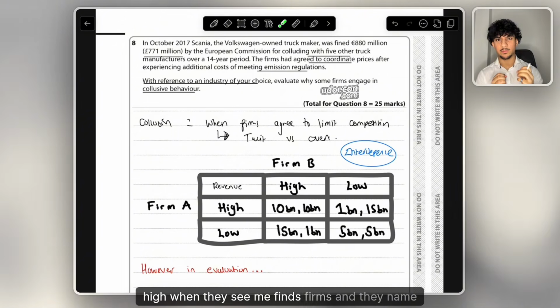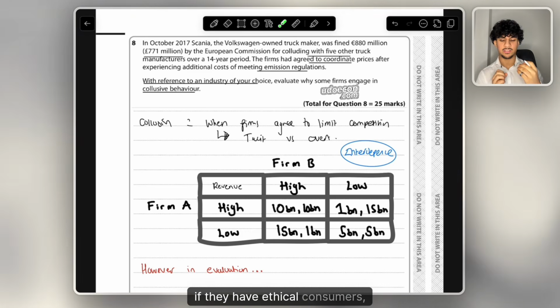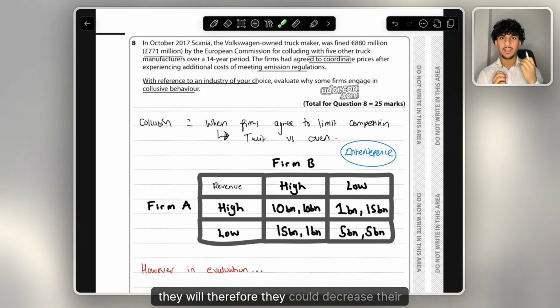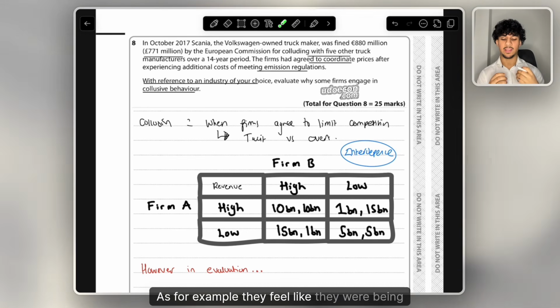When the CMA fines firms and names and shames the firm, it can actually lead to quite bad outcomes for the firms. For example, if they have ethical consumers, consumers who have elastic PEDs, they could decrease their demand from the firm. For example, they feel like they were being exploited.